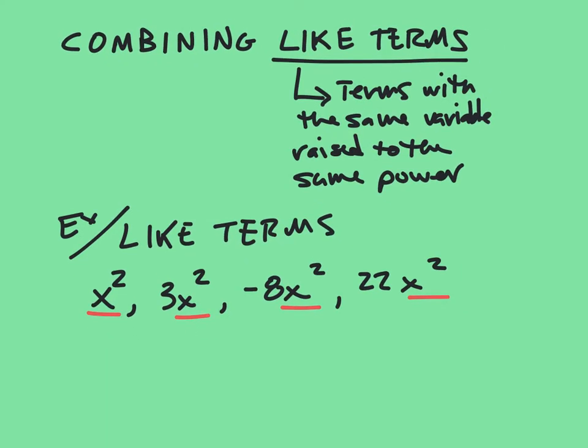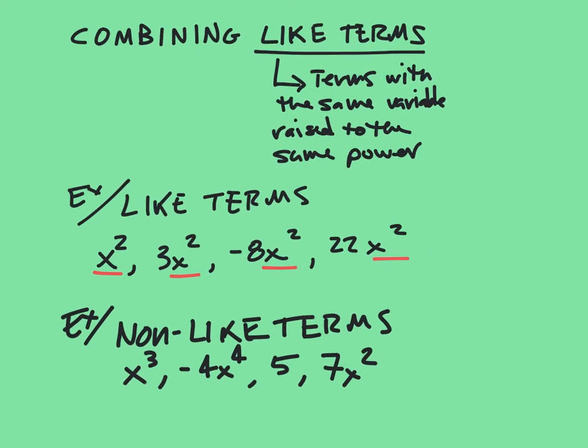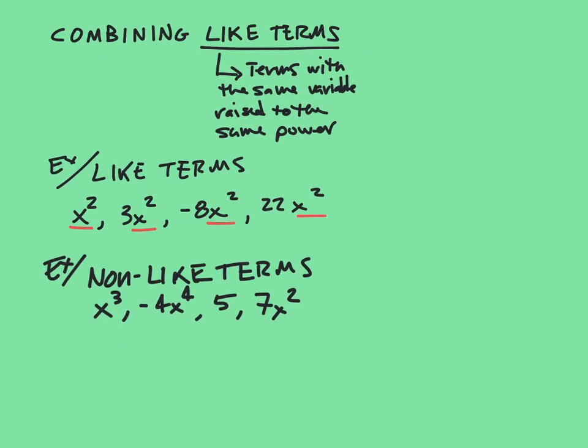So an example of non-like terms would be something like this, where you had x cubed, negative 4x to the 4, 5, 7x squared. And notice the difference here. Notice how we have the same variable, but they're raised to different powers. And we can't combine those. We can only just show them as the sum or difference of those kinds of numbers. All right. So let's look at what I do to combine like terms.